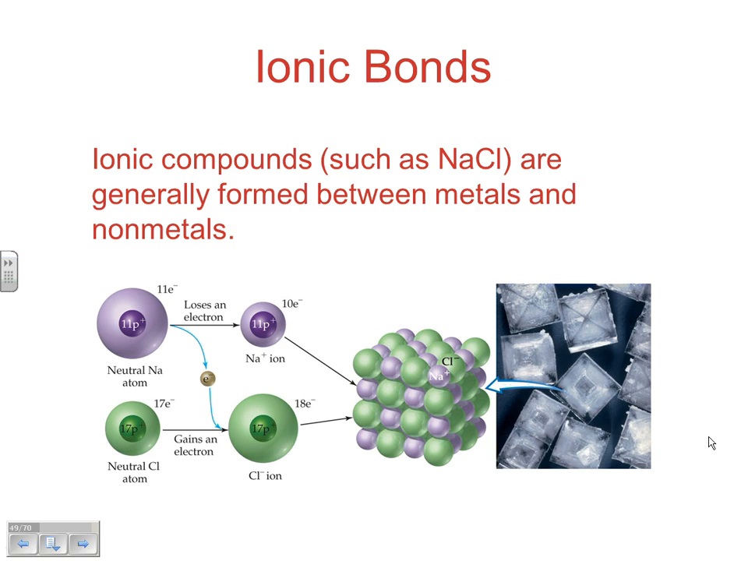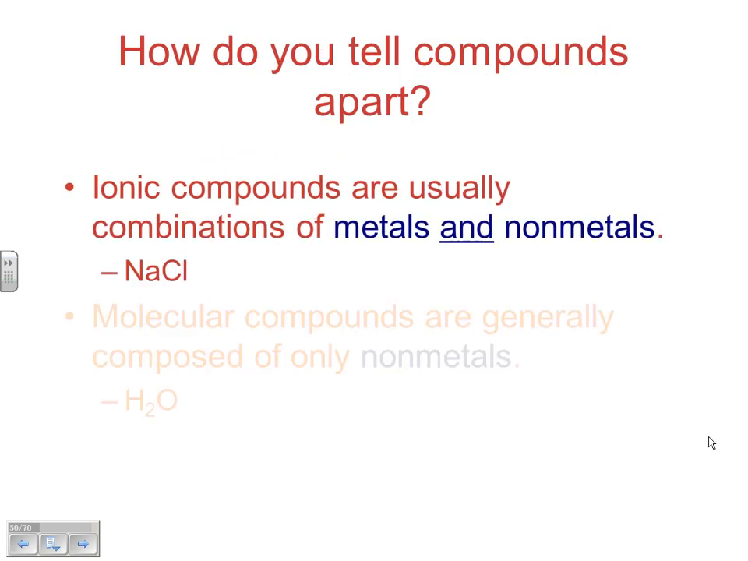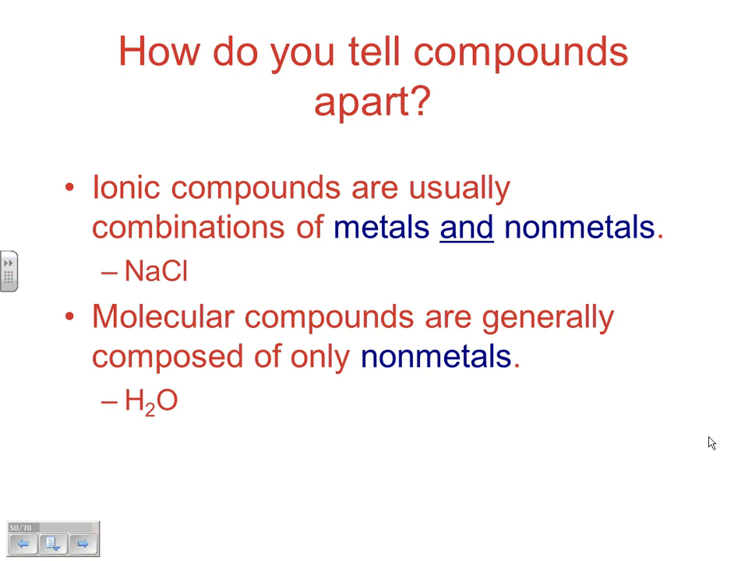Now ionic compounds, such as sodium chloride, are generally formed between metals and nonmetals, things that gain and things that lose electrons. And what they end up doing is transferring electrons between the two so they both become stable, and now they're oppositely charged. Opposites attract. So how do you tell compounds apart? Well, remember, ionic compounds, and this is a fundamentally important idea, which was important last year, and you should all know this, but you need to remember it. Ionic compounds are usually combinations of metals and nonmetals.